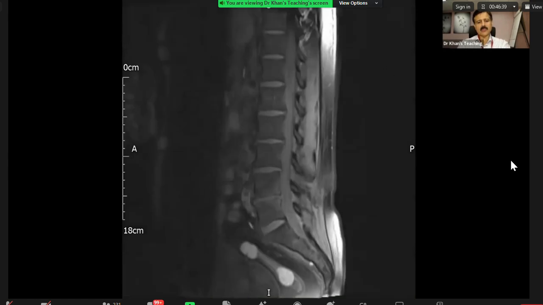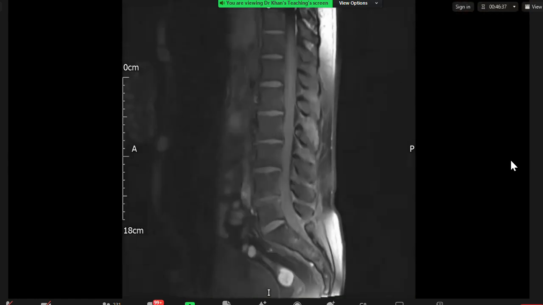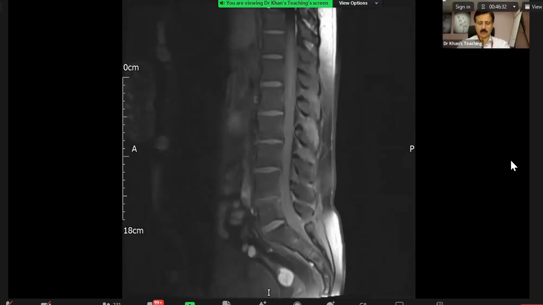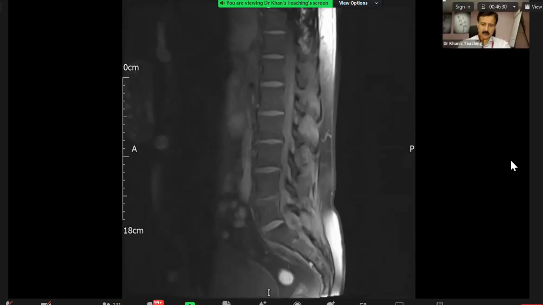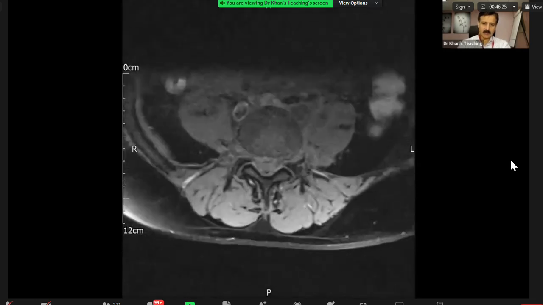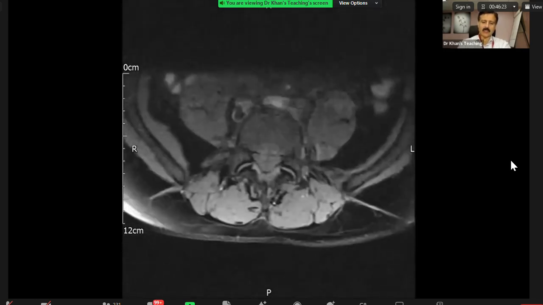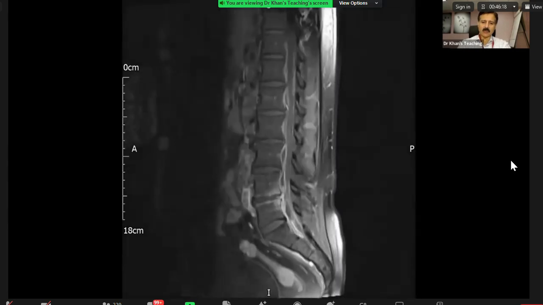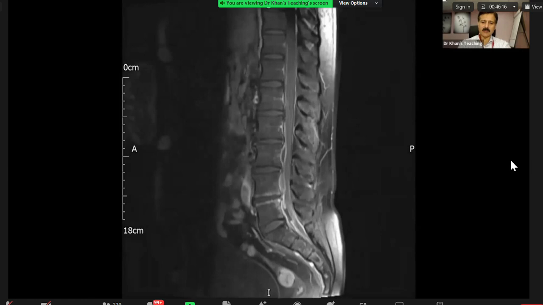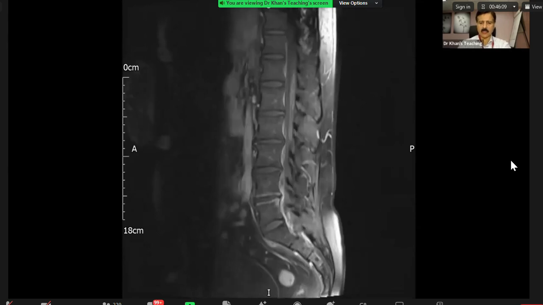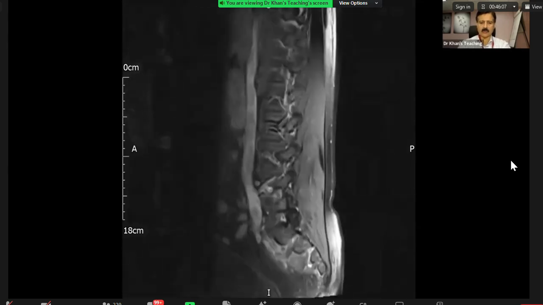This is which sequence? Pre-contrast. Excellent. Fat saturated pre-contrast. Please go to the next series. And to the next. This is also pre-contrast. Okay, now you give me your diagnosis. So on the post-contrast, go to the sagittal image and you go to the axial also. This is post-contrast. Make up your mind and give me your diagnosis.